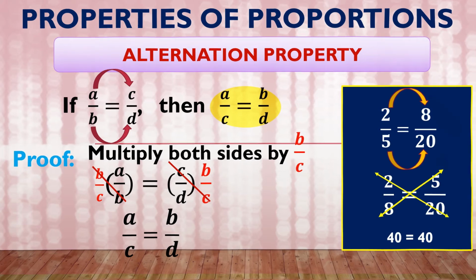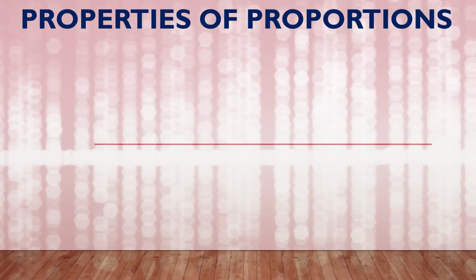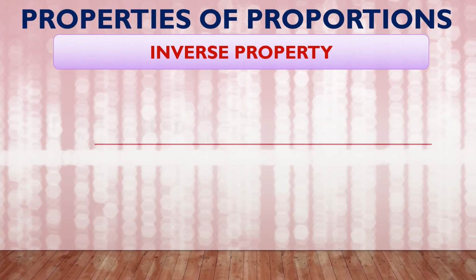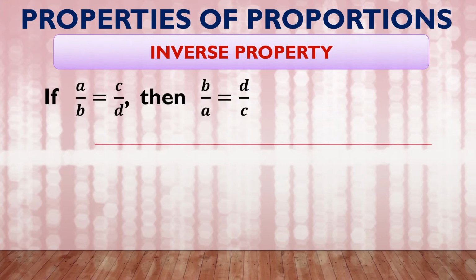Next, we have the inverse property. Ano kaya itong inverse property na ito? No. So if A over B is equal to C over D, then B over A is equal to D over C.